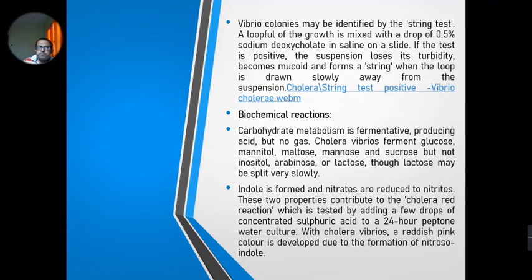For this purpose, we take a loopful of growth of this bacteria from the selected medium colonies and mix it with a drop of 0.5% sodium deoxycholate in saline on a slide. If the test is positive, the suspension loses turbidity and becomes mucoid, and forms a string when the loop is drawn slowly away from the suspension. You can observe this.